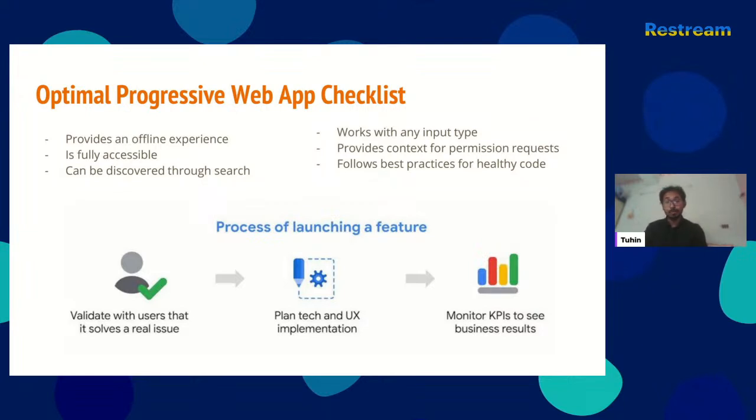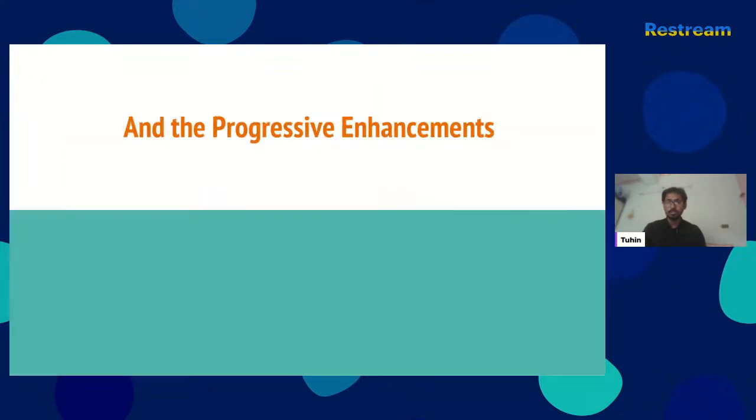You need to validate with the user that it really solves the issue that you plan to solve. You can plan the technical and the UX interpretation, and you can monitor KPIs, which stand for key performance indicators, or somebody calls it key performance metrics, up to you, to ensure that you're building the right thing for your customers. All set? Cool. Moving forward, progressive enhancement.